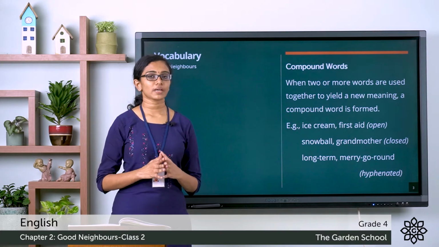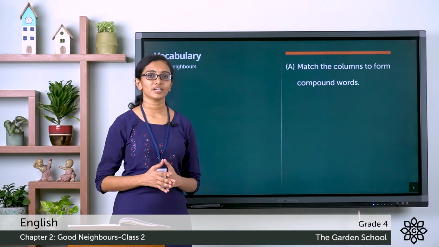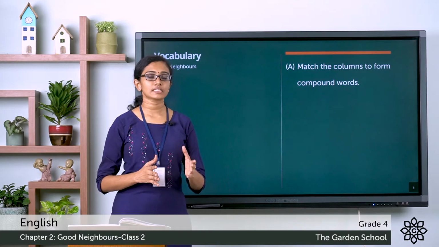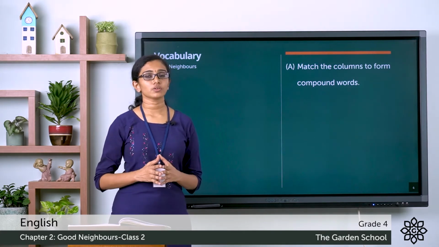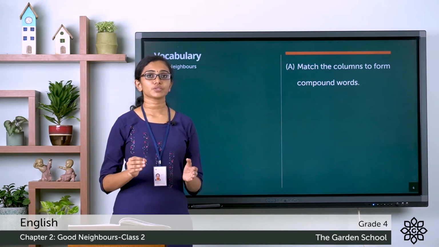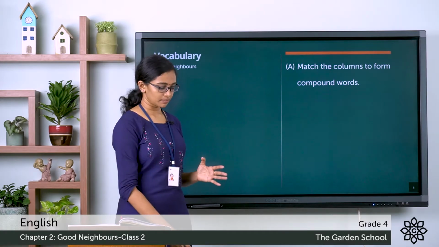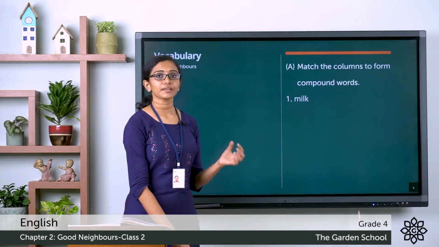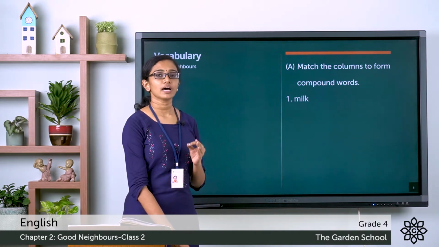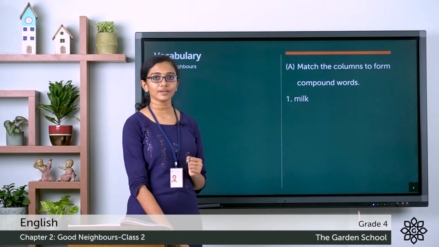The first question in this section is, match the columns to form compound words. Here you can see a table. In column A, you can see a few words, and in column B also you can see a few words. You have to pick the right match for these words to make a compound word. For example, in column A, the first word is milk. Can you choose a suitable word from column B so that we can make a compound word?